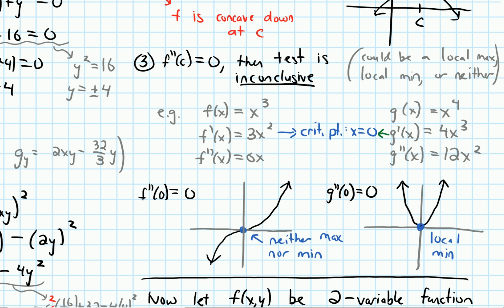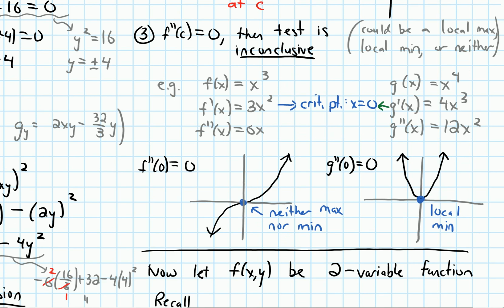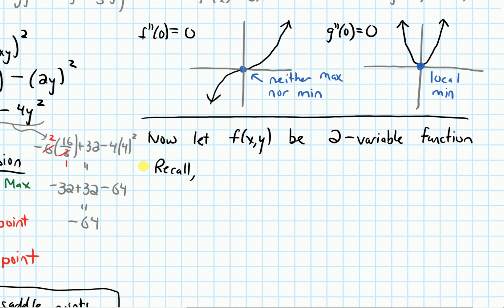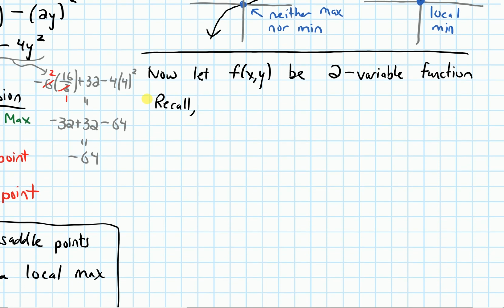So from just knowing that the second derivatives of these functions were 0 at the critical point, I wasn't able to determine conclusively whether it was a local max, a local min, or even neither. It turns out any one of those things can happen. That's why the test is inconclusive. Okay, so that was a bit of calculus review. But there's something similar that we can say for two variable functions.